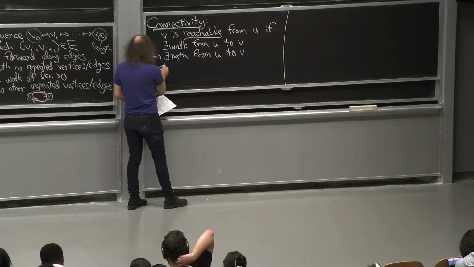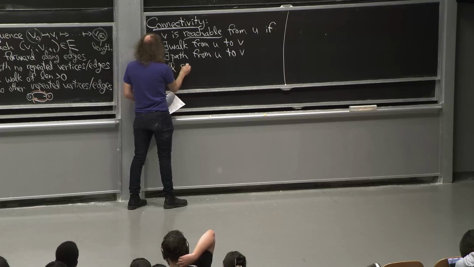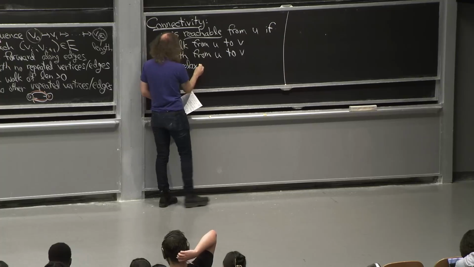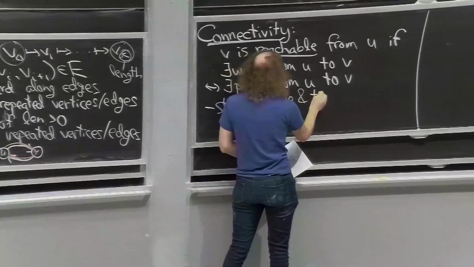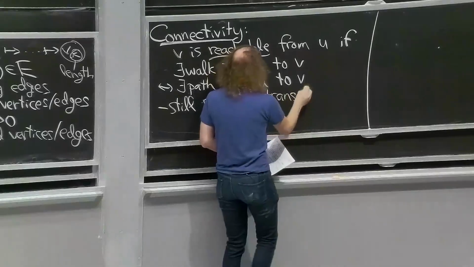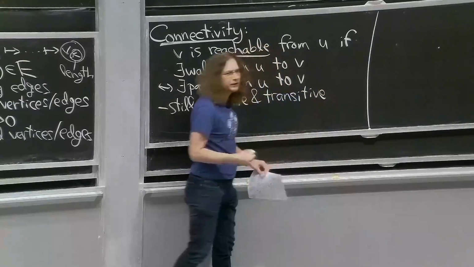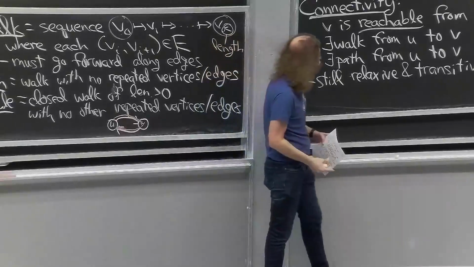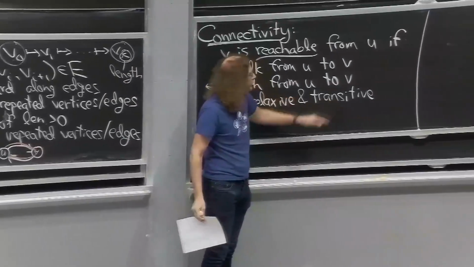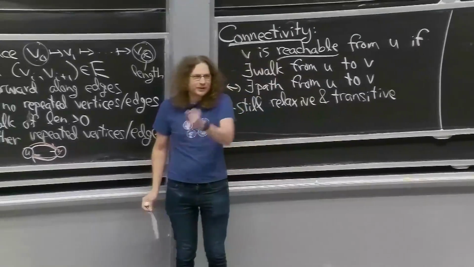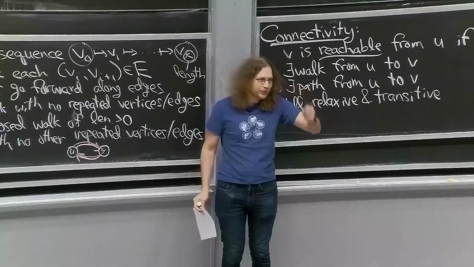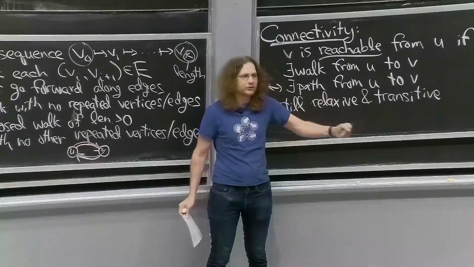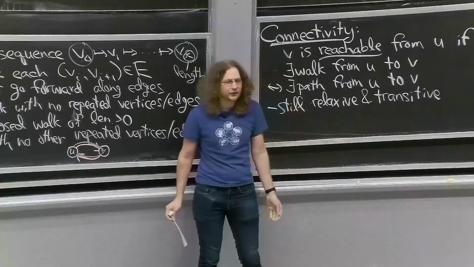This reachability property is still reflexive and transitive. Remind you what those mean. Reflexive means v can reach v for any vertex v. You can always get to yourself. You just don't do anything. And it's still transitive, meaning if A can reach B and B can reach C, then A can reach C. You can still concatenate paths together, and that's fine.